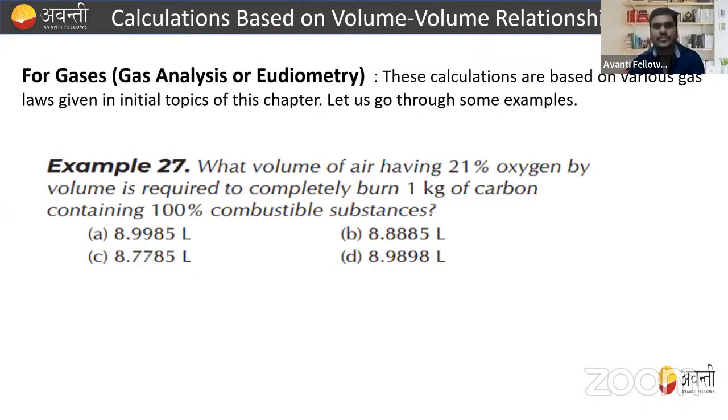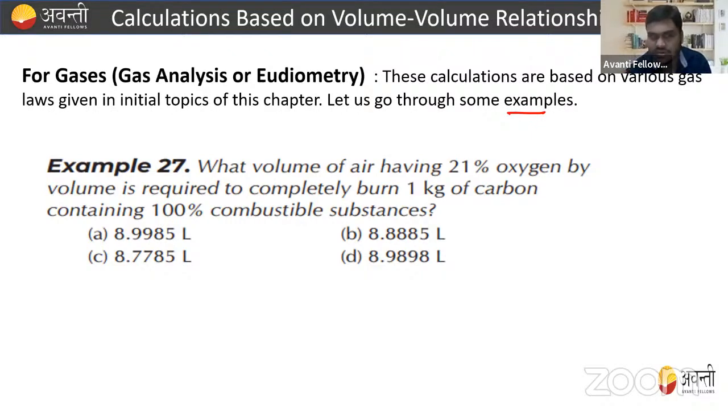Right. Now, let's see this question for the gases, calculation based on the volume relationship. So basically, this is used for gas analysis, or eudiometry. We are going to study eudiometry in detail in the next class as well. These calculations are based on the various gas laws, the initial topics of this chapter. Let us go through some examples, and through this we will be able to solve this kind of question.